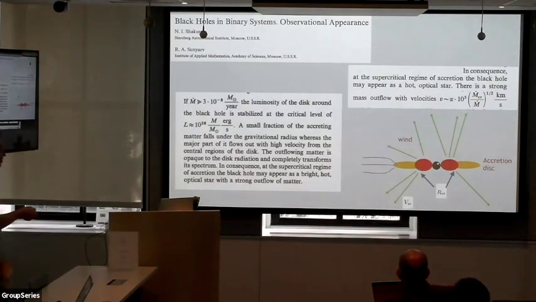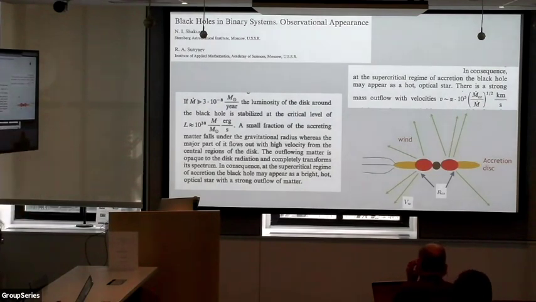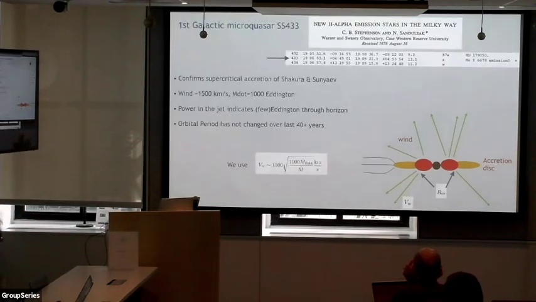But it is this accretion, because accretion is so effective in releasing energy, it is this accretion which is ultimately the source of the wind, and the wind is indeed given by this kind of expression. Okay? Now, this is the prediction in 1973.